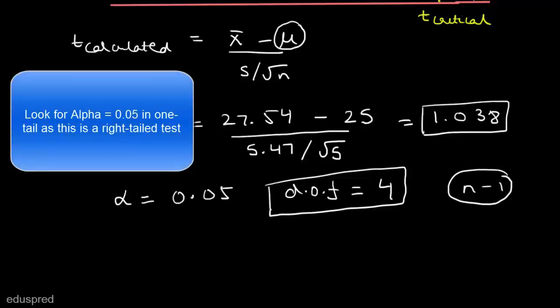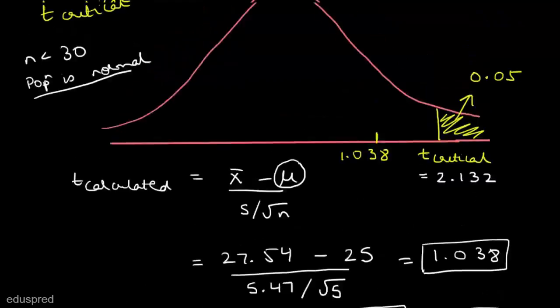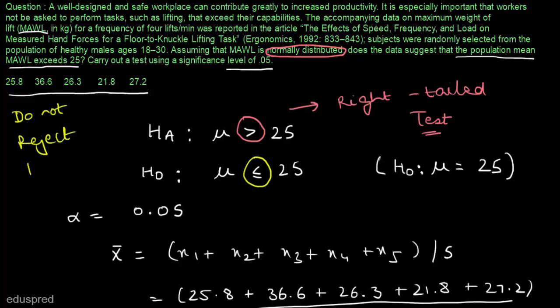So after looking at the t table, when alpha equal to 0.05 and degree of freedom equal to 4, you will find that the t critical value is equal to 2.132. And note that the t calculated is 1.038. So t calculated will be somewhere here. So 1.038 will be somewhere here. As your t calculated lies to the left of t critical, we do not reject the null hypothesis in this case. So we can say that the conclusion is we do not reject the null hypothesis. So do not reject null hypothesis when alpha is equal to 0.05.